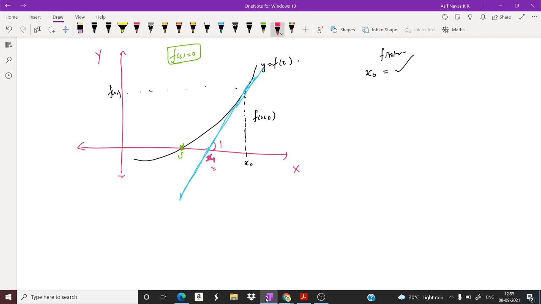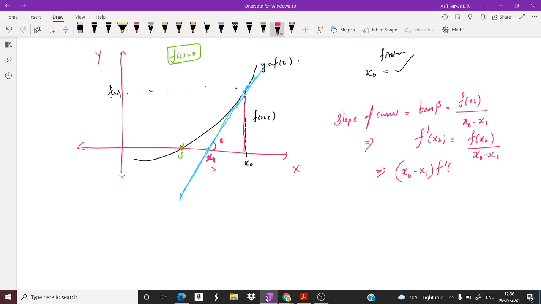So what is that value? If this angle is beta, then we know that the slope of the curve is equal to tan beta, and this tan beta is opposite by adjacent. So that is f of x naught divided by this length, which is x naught minus x1. And we know that the slope of the curve is f dash of x naught. So f dash of x naught is f of x naught divided by x naught minus x1, which implies x naught minus x1 times f dash of x naught is equal to f of x naught. This implies x naught minus x1 is equal to f of x naught divided by f dash of x naught.